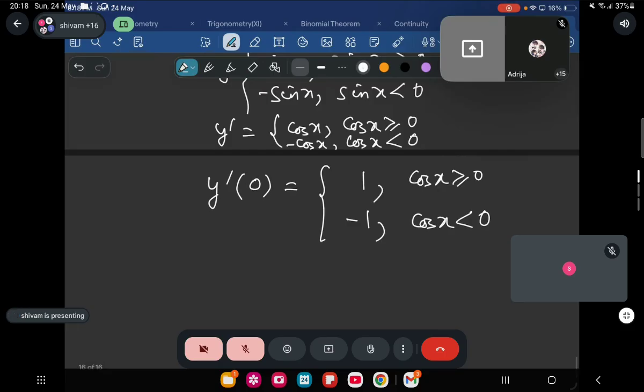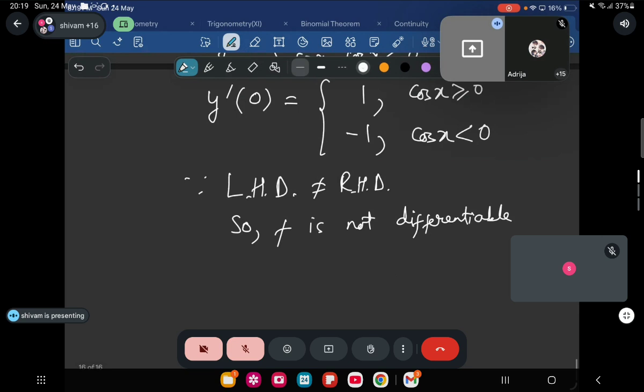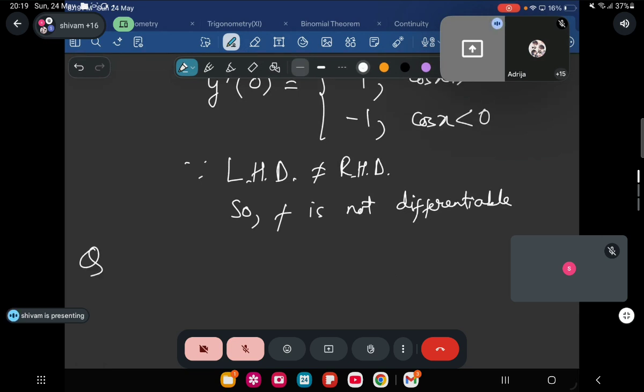Next. Since LSD is not equal to RSD, f is not differentiable. Anyone having any doubt, you can ask me now. Next, y equal to x into mod of x.